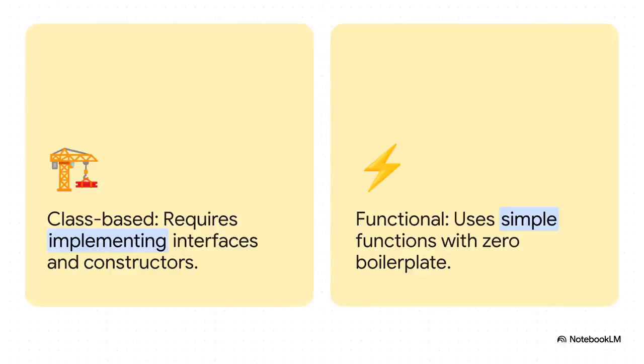In the pre-Angular 15 world, creating an interceptor meant writing a really bulky class. You had to implement the HTTP interceptor interface, set up a constructor for dependency injection, and write a ton of boilerplate, literally just to get a simple console log. But now, we use functional interceptors. It's just a simple function with zero boilerplate. It's sleek, it's lightweight, and it completely embraces Angular's modern functional direction.